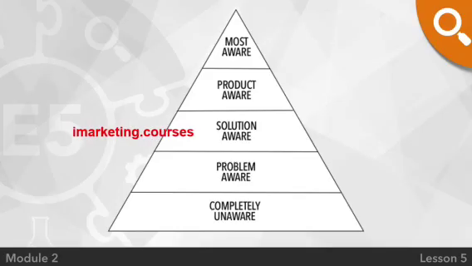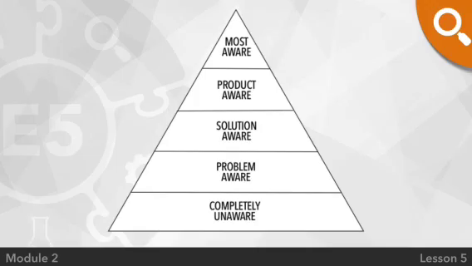Actually, a better way for you to look at this is in the pyramid. I put these levels into the structure of a pyramid for several reasons that I'm going to walk you through in a second. But what I want you to understand is that when you design a funnel, when you design a marketing campaign for, let's say, most aware, that is only appropriate for the most aware prospects. It will not work. It does not apply for any prospects at any lower level.